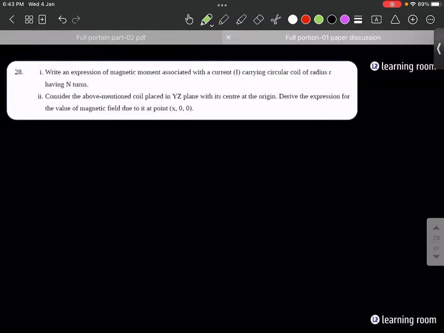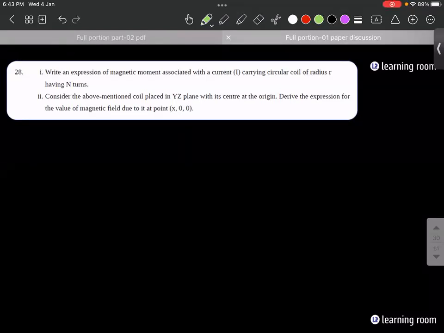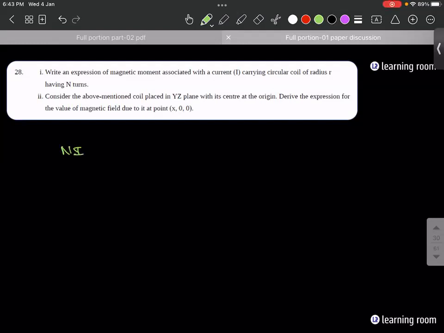Write an expression for the magnetic moment associated with a current carrying coil of radius r having n turns. Answer. N i pi r square. It is N i pi R square, capital R square, correct. You write an n cap, because what is the formula for magnetic dipole moment? N i A. Right.